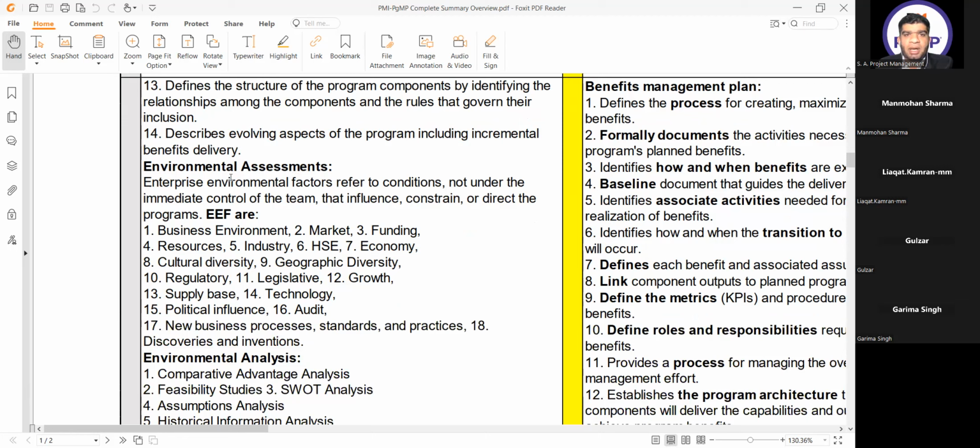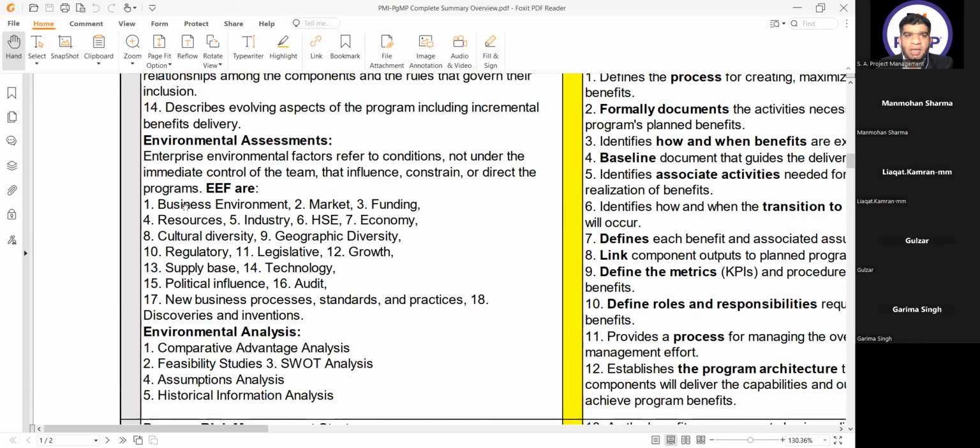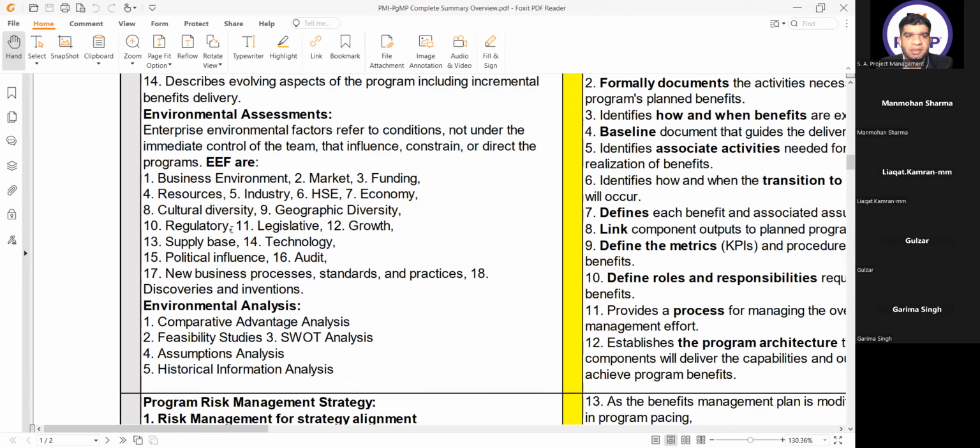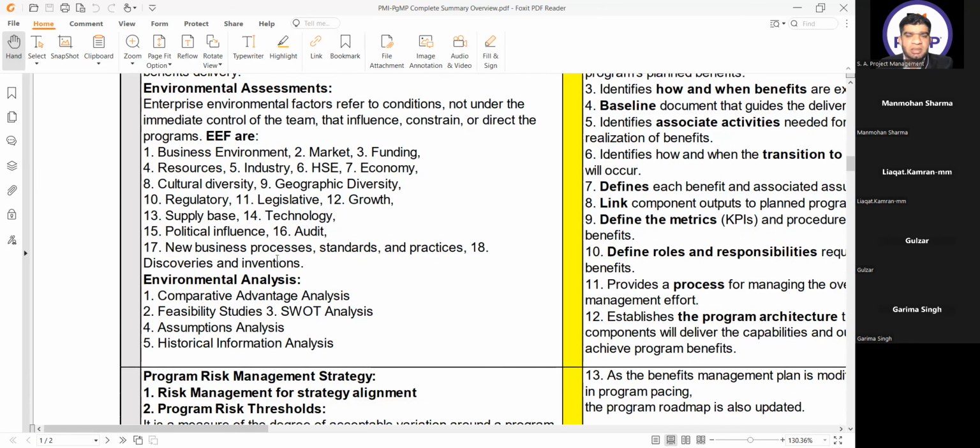Then we have environmental assessment. Enterprise environmental factors refer to the conditions not under the immediate control of the team that influence, constrain, or direct the programs. EEFs are business environment, market, funding, resources, industry, HSE, economy, cultural diversity, geographic diversity, regulatory, legislative, growth, supply base, technology, political influence, audit, new business processes, standards and practices, discoveries and inventions.